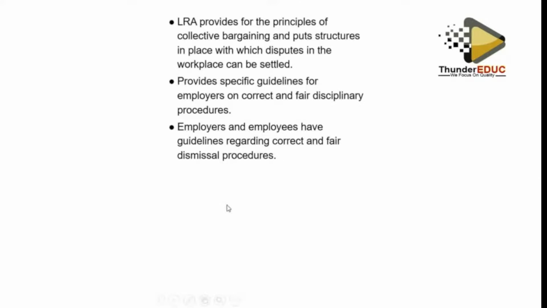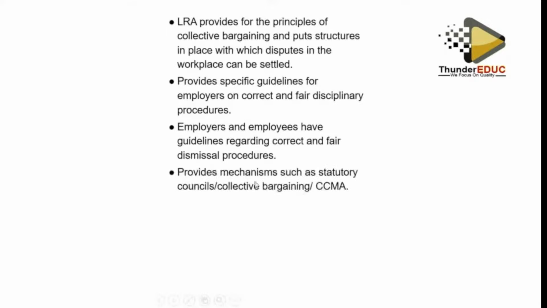Okay, so now moving on to another aspect, we are saying that it provides mechanisms such as statutory councils, collective bargaining, or CCMA. So remember, I said that with collective bargaining here we refer to negotiations between employers association and trade unions on matters such as conditions of employment, wages and salaries, and the likes. So now this act does give the guidelines on how to deal with issues of salaries, how to deal with issues of wages and other conditions that are not favorable at a different workplace.